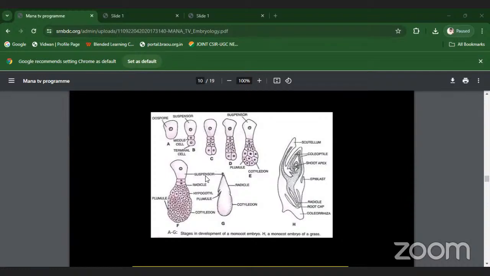Do you know how the octant forms? Is octant formation clear in dicot embryo development? Yes, sir. So in monocots also, development takes place in a similar way.